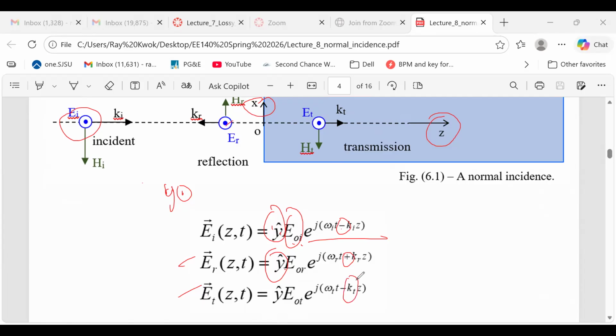The k would be different. The k is 2 pi over lambda. The wavelength in air would not be the same as the wavelength in the other medium. So the k can change. Omega, we assume they can be different, but later on we show that they are really the same. This is one of the things that we learned in Physics 52, the frequencies do not change. A yellow light will still stay yellow light when you get into the glass or reflector. It won't change color.